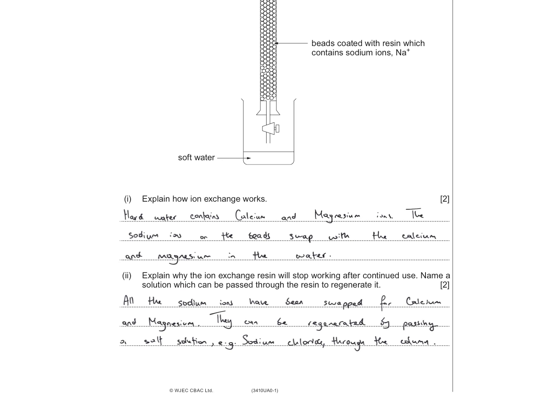Explain why the ion exchange resin will stop working after continuous use, and name a solution which can be passed through the resin to regenerate it. Well, the sodium's going to run out, so all of the sodium ions have been swapped for calcium and magnesium. They can be regenerated by passing a salt solution, for example sodium chloride, through the column.